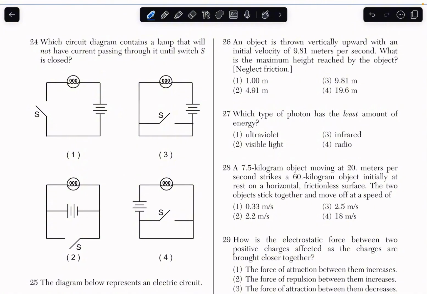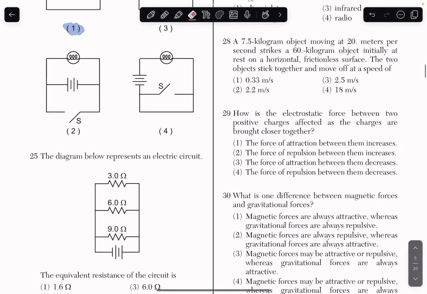24. Which circuit diagram contains a lamp that will not have current passing through it until switch S is closed? This question is simple. As we can see, number 1 is an extremely simple circuit with just one battery, one light, and one switch. If you open the switch of a simple circuit, it won't work, and if you close it, then it will work. All the other switches are placed incorrectly, so that's how we know number 1 is correct.